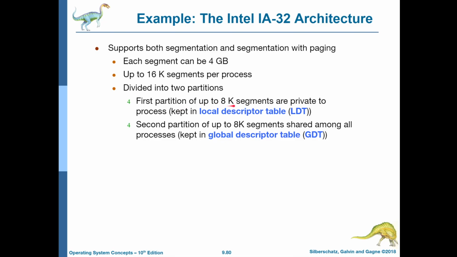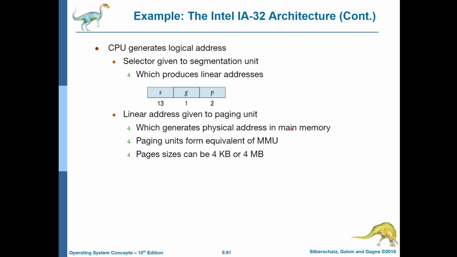The first partition of up to 8K segments is private to the process. We call this the local descriptor table. And the second partition of up to 8K segments is called the global descriptor table. So the CPU will generate logical addresses as typical, but what happens is this: there is a selector which tells us which segmentation unit to use, determining which particular table to use, whether it's the global or the local.